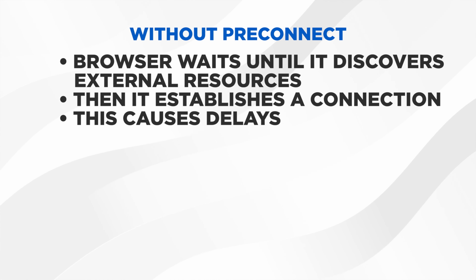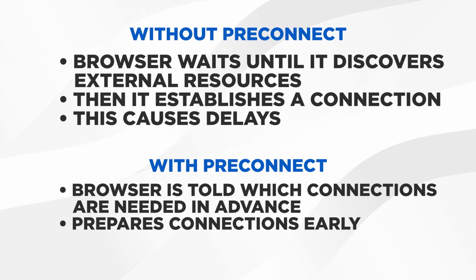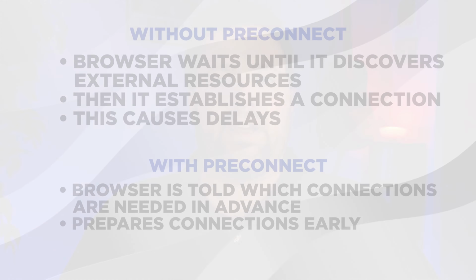This adds unnecessary delay. With pre-connect, we tell your browser in advance which connections it'll need, so it can get them ready early. Here's what's new in WP Rocket 3.19. We've completely automated this process. Previously, you had to manually identify and enter domains for pre-connecting. Now, WP Rocket automatically detects which external domains your site uses and handles the optimization for you.